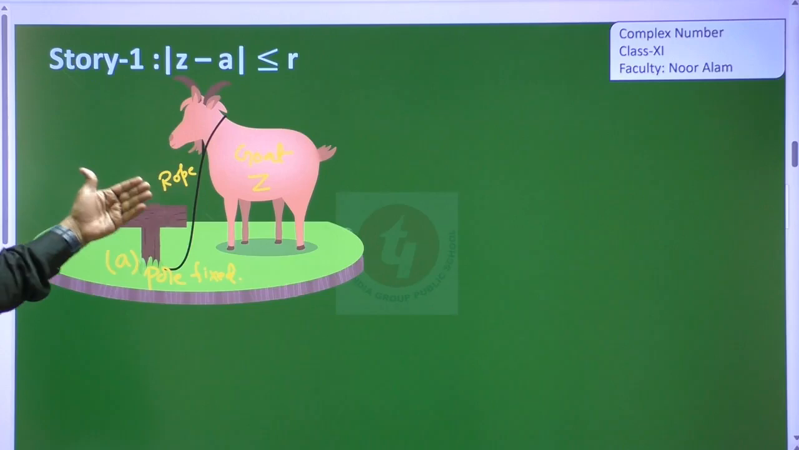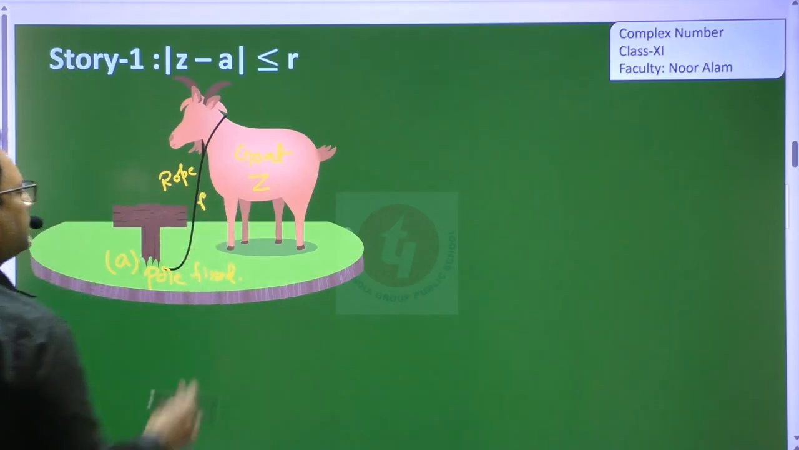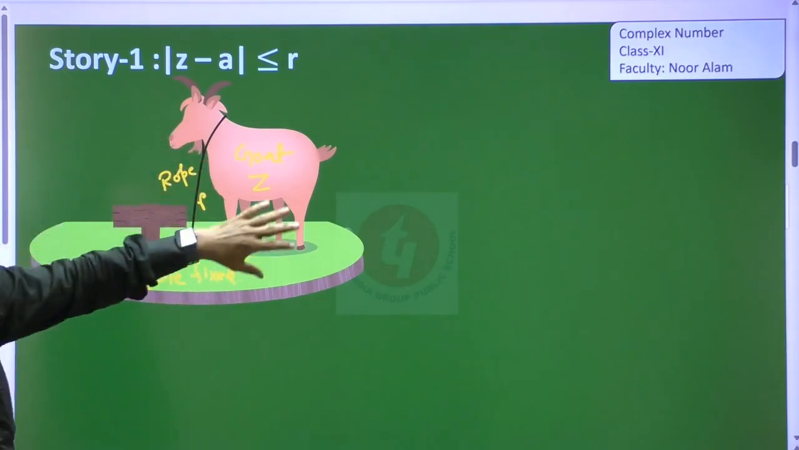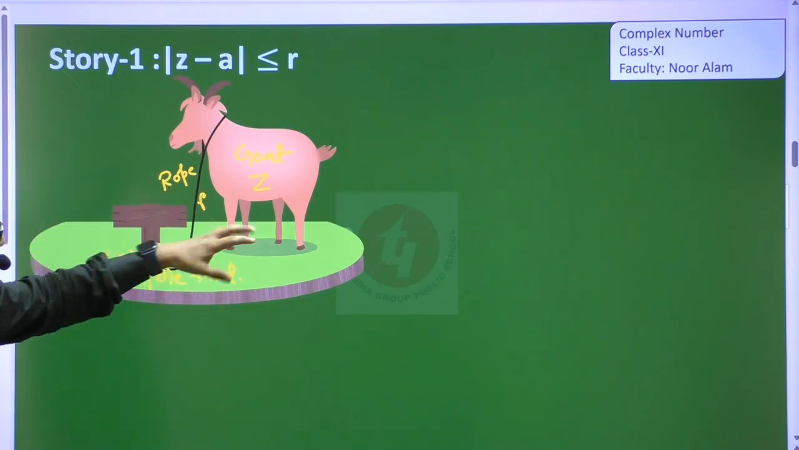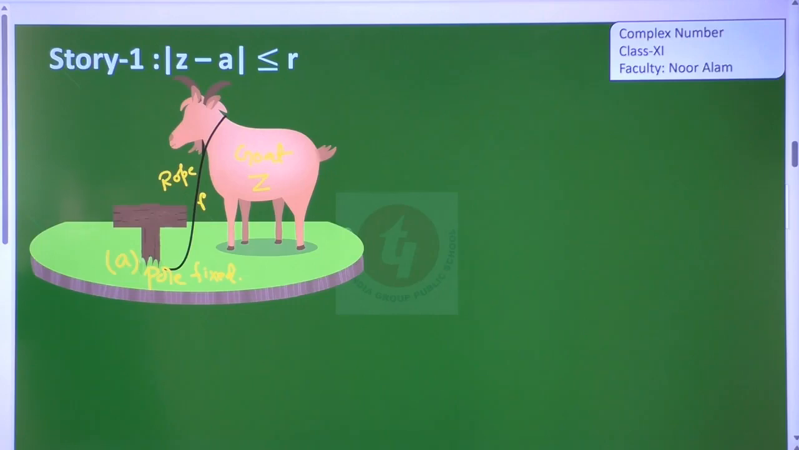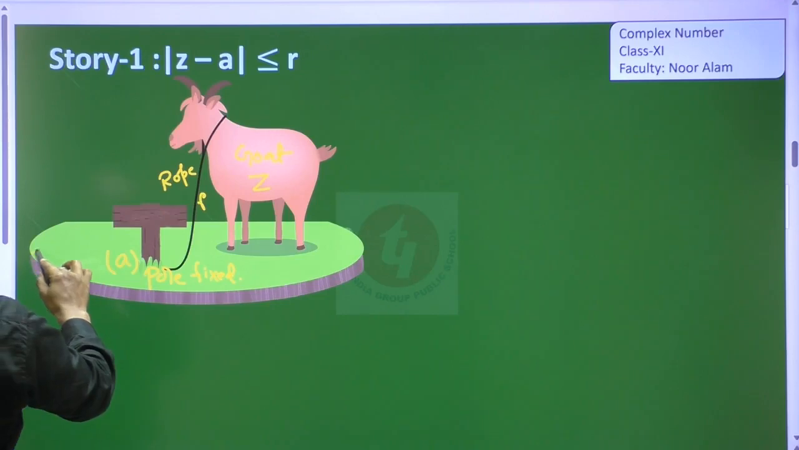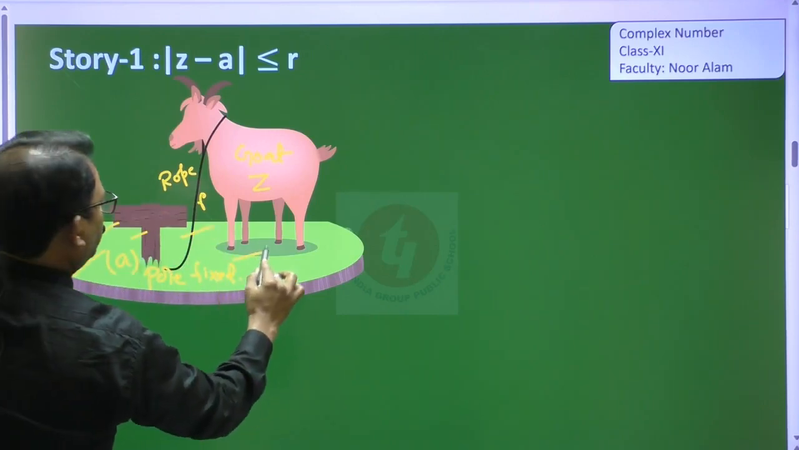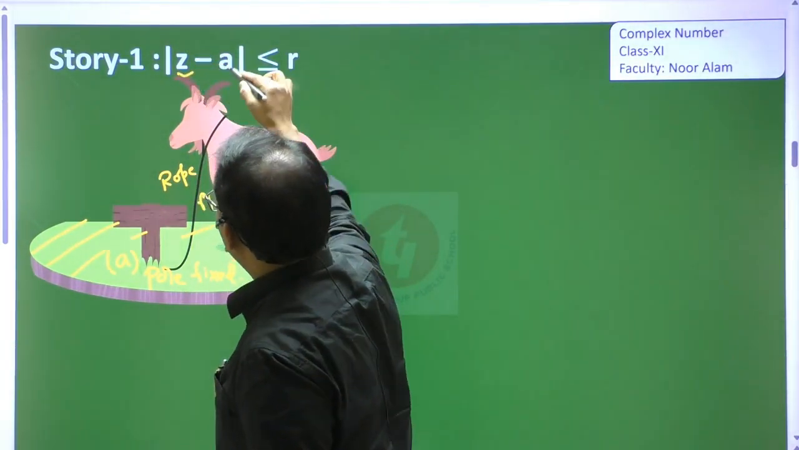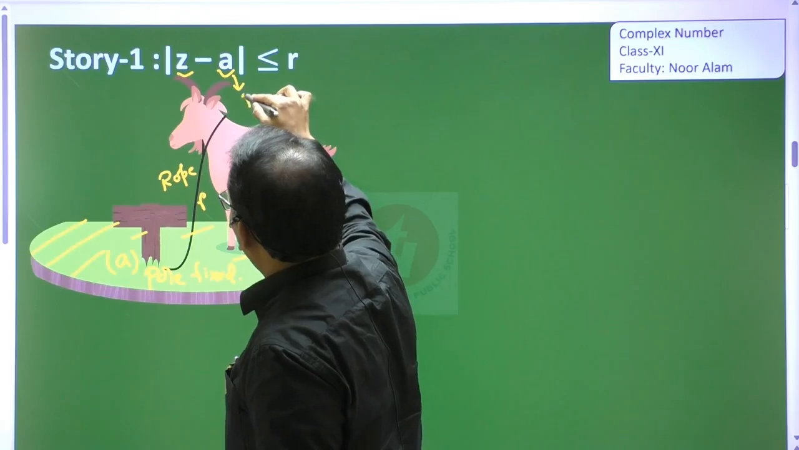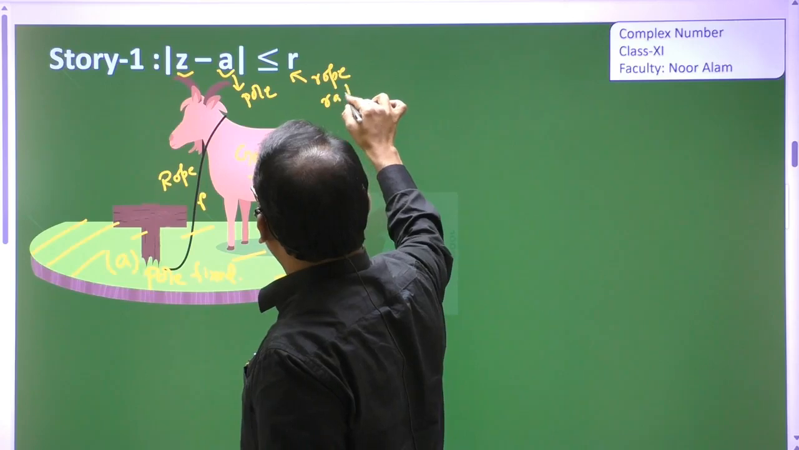Now, if you allow this goat, which is tied with this rope of length r units, to move around this pole, what will happen when the goat moves? It will form a circle, and all the grass the goat can eat will be inside it. So this whole circle you are obtaining from this equation. This is the moving point z, this point is the fixed point that we call the pole, and this is the rope, which is the radius. I hope this part is clear.